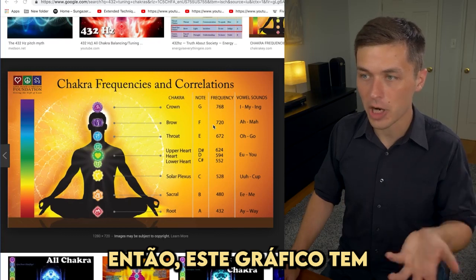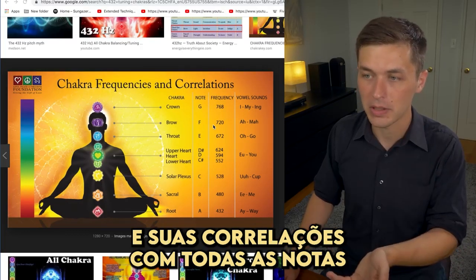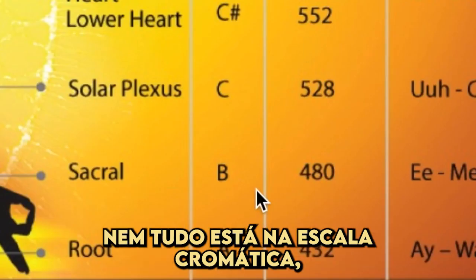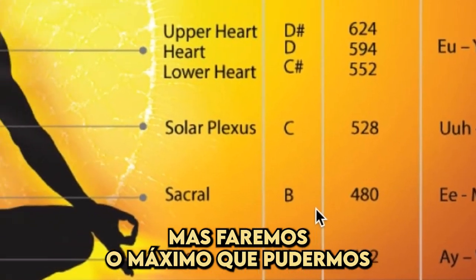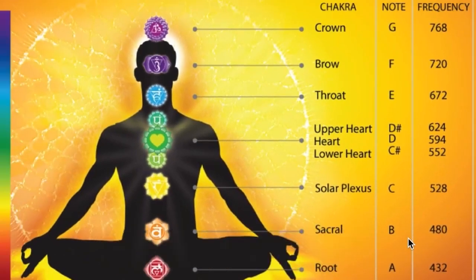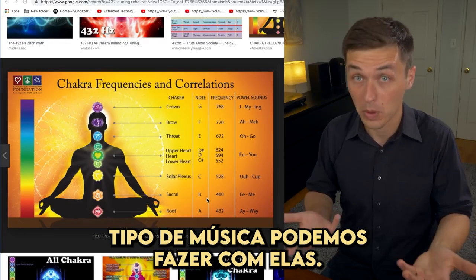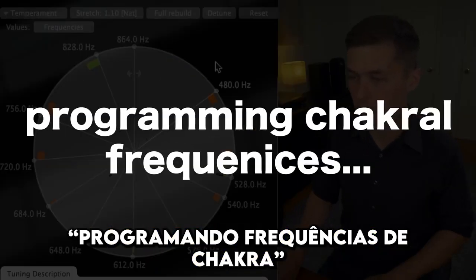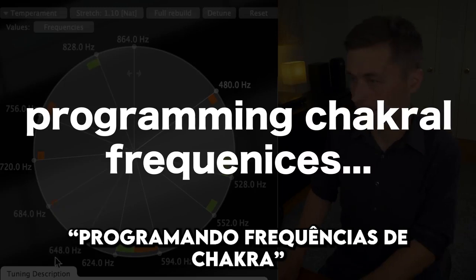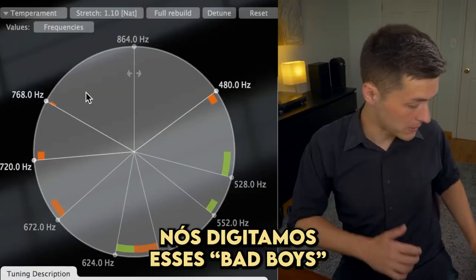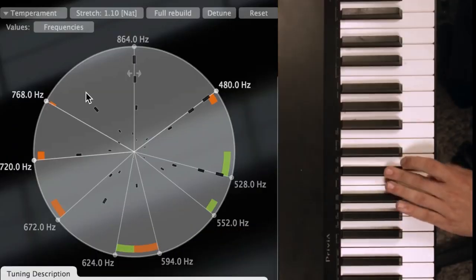So this chart has chakra frequencies and then their correlations. It has all the different notes, not everything in the chromatic scale, but we'll do as much as we can, and then their corresponding chakras. I don't really know much about chakras, but we'll play those frequencies on the piano and see what kind of music we can make with them. Okay, we typed in these bad boys. This is what they sound like.